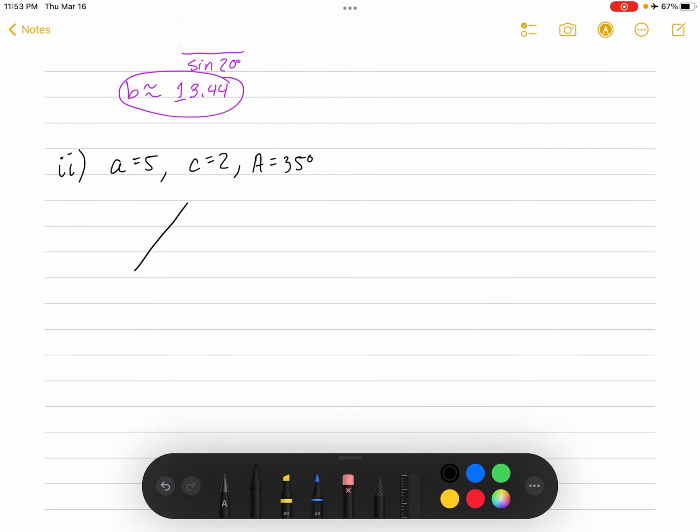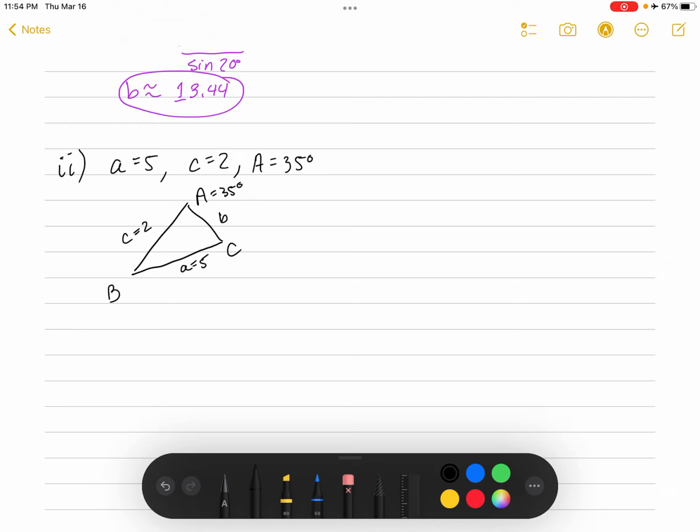Let's draw a generic picture, not very accurate necessarily, but let's do it. Here's A, B, C, A is 35 degrees. Now let's do little a, little b, little c. Little a is 5, little c is 2, and the rest are unknown. So I can't immediately find B and C based on them adding up to 180 degrees, because I only have one angle. If I had two angles, I could find the third.